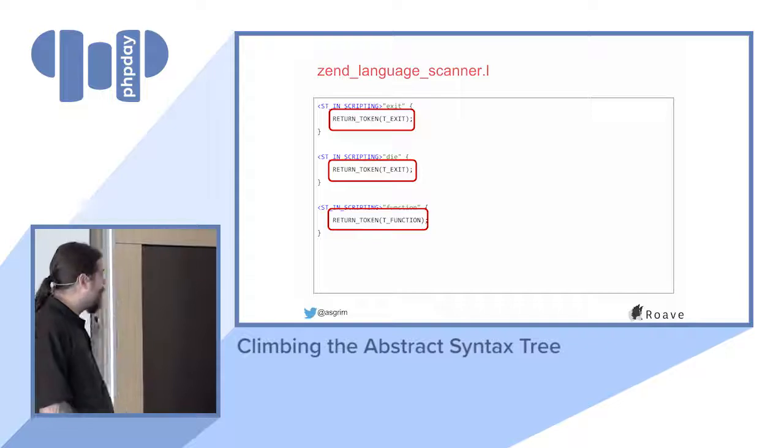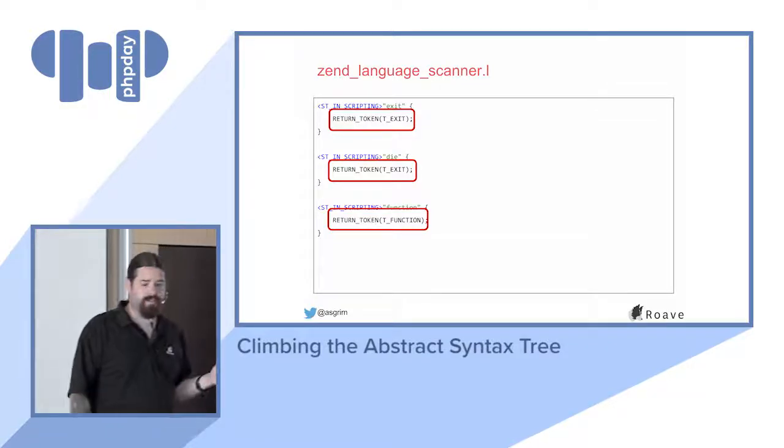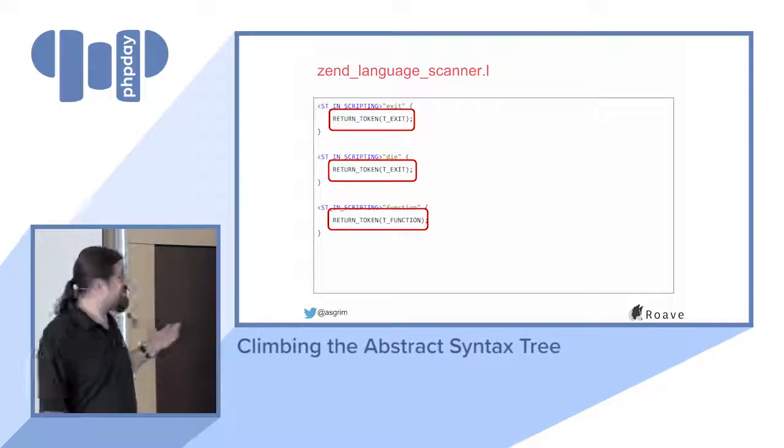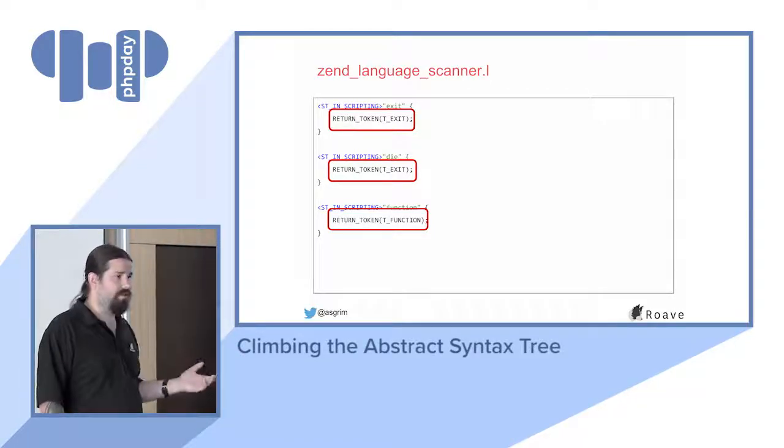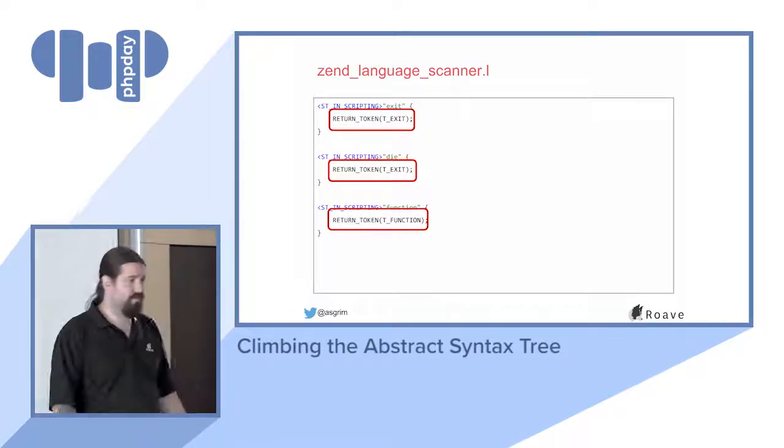Inside the curly brace is basically what happens when these tokens are encountered. In all these cases, it's quite straightforward. We just return the token directly, and that builds up to form the token stream.